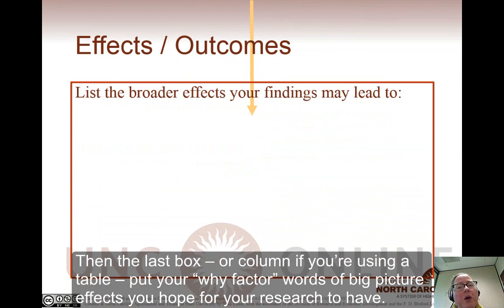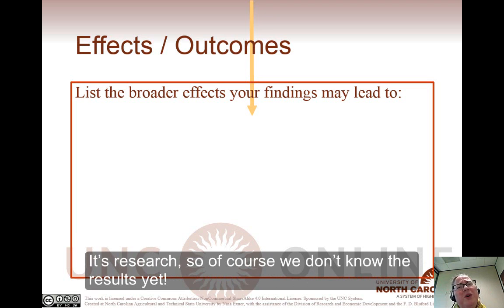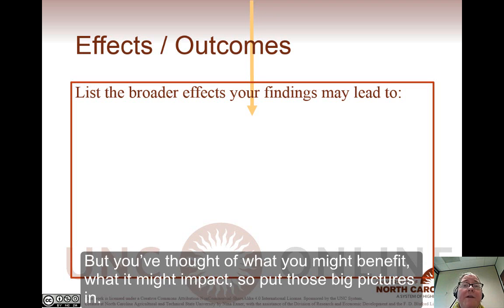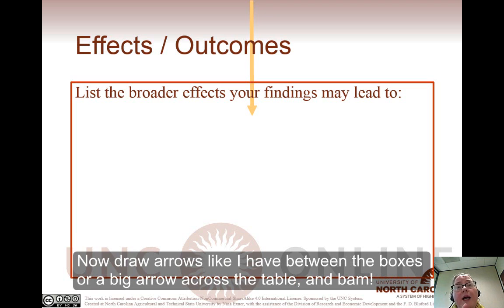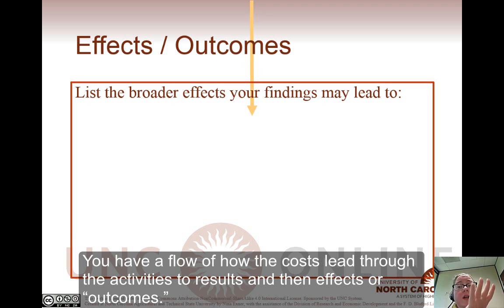And then in the last box, or column if you're using a table, put your why factor: words of big picture effects you hope for your research to have. It's research, so of course we don't know the results yet, but you've thought about what you might benefit, what it might impact, so put those big pictures in. Now, draw arrows like I have between the boxes, or a big arrow across the table, and bam! You have a flow of how the costs lead through the activities to results and then effects, or outcomes.